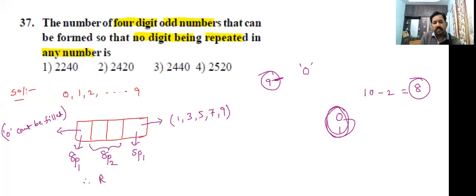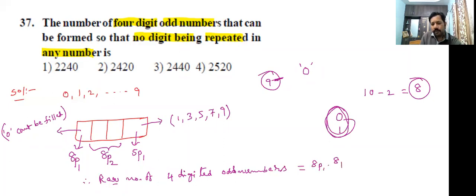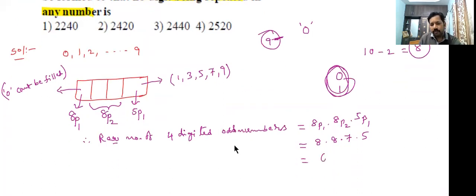Okay, students, now write the answer. The required number of 4-digit odd numbers is equal to 8p1 into 8p2 into 5p1. 8p1 means 8. 8p2 means 8 into 7. 5p1 means 5. Now 8 into 8 is 64, and 7 fives are 35.